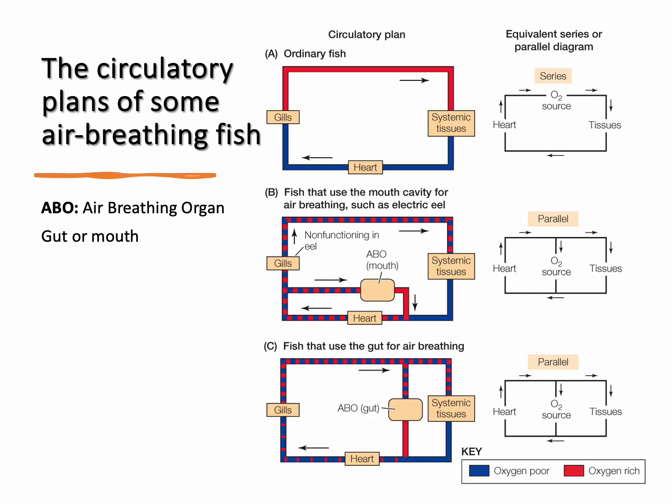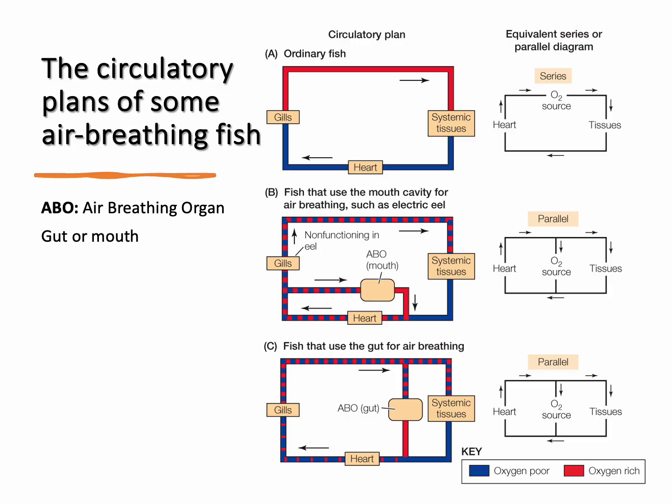Now let's contrast with other fish types that have an air-breathing organ. So the top one is an ordinary fish that I just talked about. Oxygenation occurs via the gills and that goes directly to systemic tissues and then back to the heart. And in this pathway, the red portion is the oxygenated portion, the blue portion is the deoxygenated portion, and then you see some stripes which are in between, right?